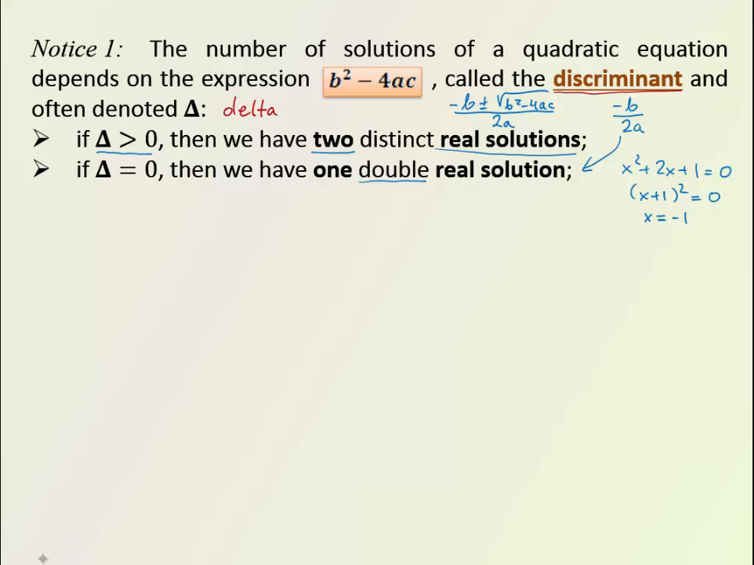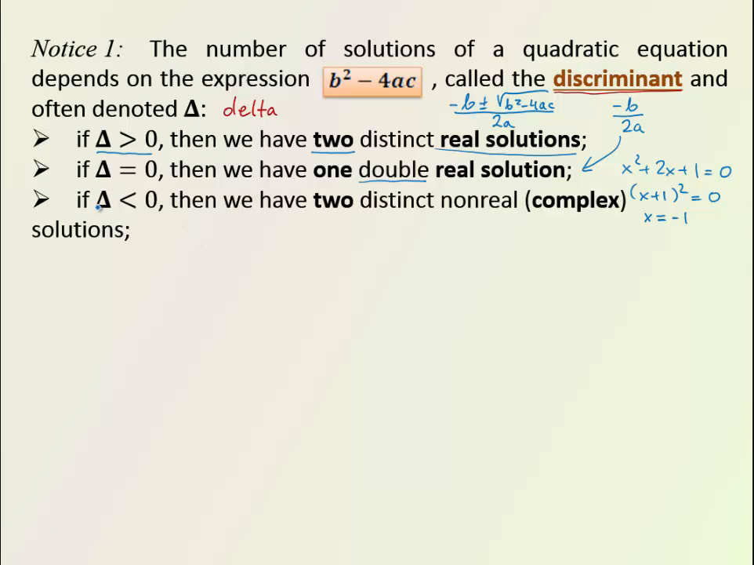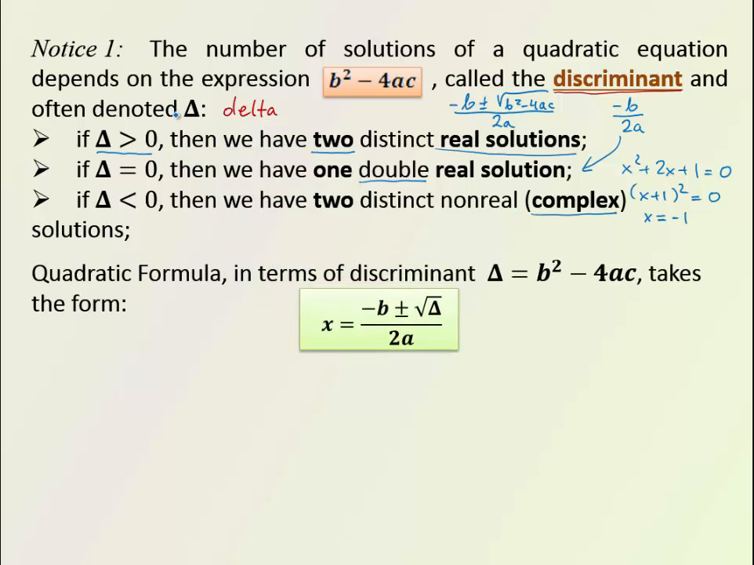The third possibility is that the discriminant could be negative. If the discriminant is negative, then we have a root of a negative number, which is really a complex number. So we end up with two distinct but non-real solutions. So we don't have real solutions, we do have complex solutions. The other advantage of using the delta sign is to make the quadratic formula a little bit shorter. So if we remember the discriminant delta is b squared minus 4ac, then the quadratic formula takes this form, negative b plus minus square root of delta over 2a.